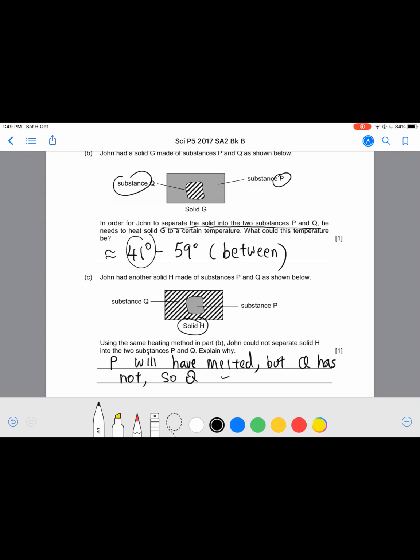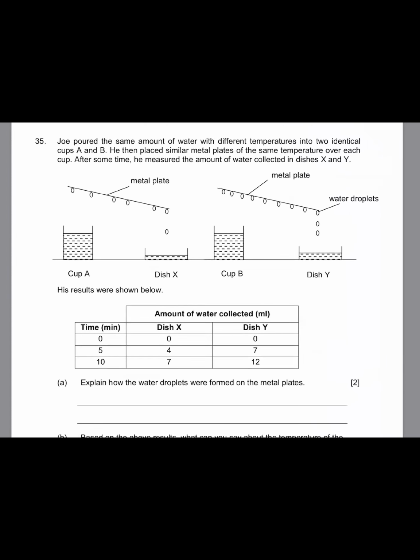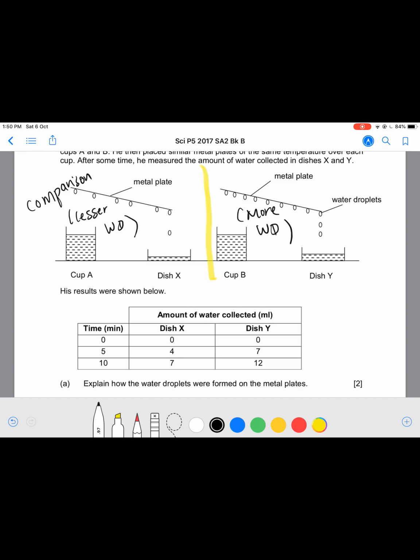Now, question 35 is something that you will have done an experiment before. So the amount of water droplets that's collected seems to be more in X than in Y, right? So there's 2 different setups. So what already comes to my mind is that this is a comparison question. Okay, so there's lesser water droplets over here, and over here you have more water droplets. Now the picture already shows you the result. Of course, in the table here, it's also proven Y is collecting more water than X.